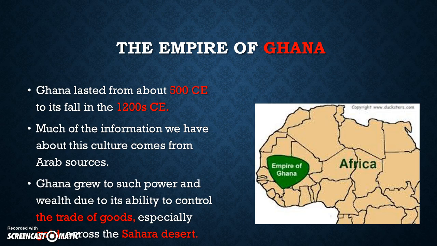So the first empire was the Empire of Ghana. Ghana lasted from about 500 CE to its fall in 1200 CE. Much of the information we have about this culture comes from Arab sources. Ghana grew to such power and wealth due to its ability to control the trade of goods, especially gold, across the Sahara Desert.